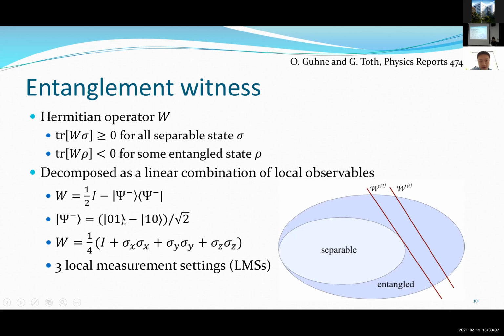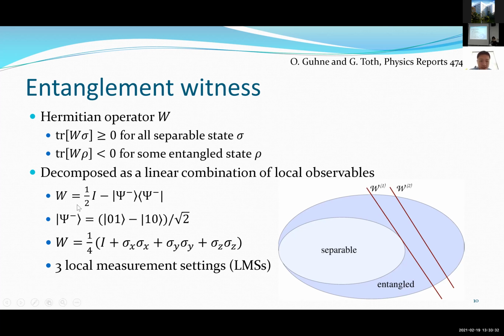We know this is a Bell state. It is an entangled state. So we use a witness of this form. Essentially it has two parts. The first part is just identity, so it's 1/2. Measure any state, you get a constant of 1/2. And then this term is the projection onto this singlet state, which essentially measures the fidelity of this singlet state.